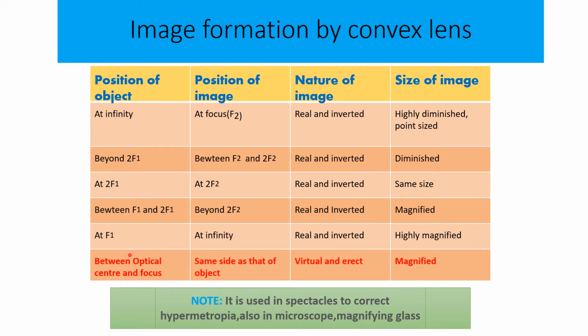The sixth case is if we are bringing the object further closer, that is between optical center and focus. Now, the moment you bring it between optical center and focus, then what happened? The image is formed on the same side as that of the object.